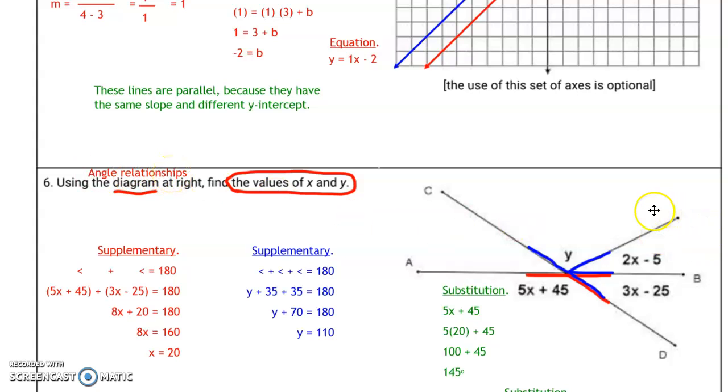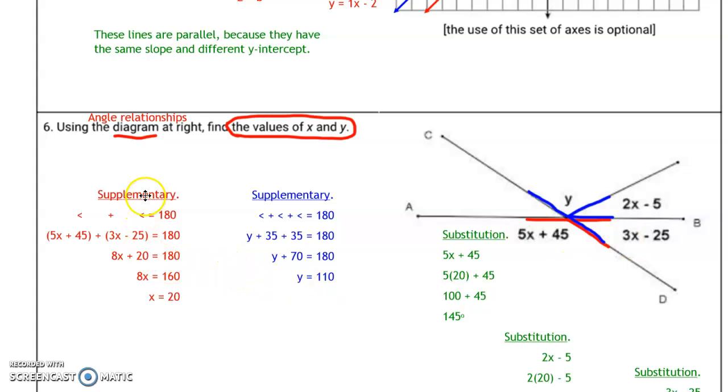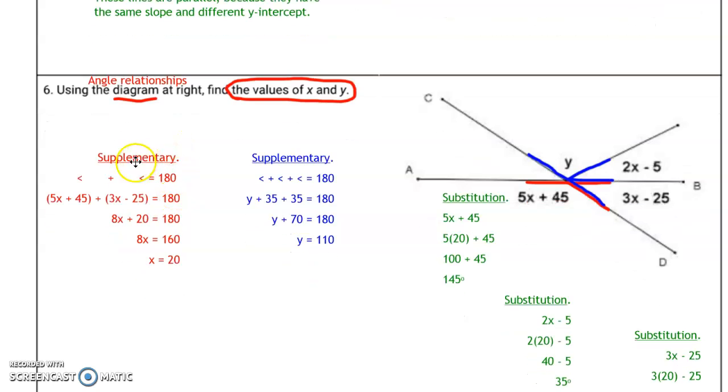There are a couple of different ways to do this, but I think my favorite way is trying to use supplementary as much as I can until I have to use something that's more complicated. And it turns out that I don't have to here. Supplementary says that angle plus angle equals 180. Any 2 angles or 3 angles or 4 angles that make a straight line are equal to 180. And I can see that this angle here, which is 5x plus 45, and this angle here, which is 3x minus 25, form a straight line. So those 2 angles add up to 180. I do the algebra here, and I get x equals 20.